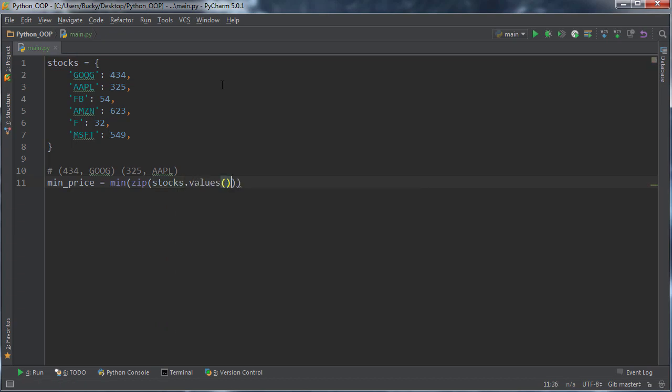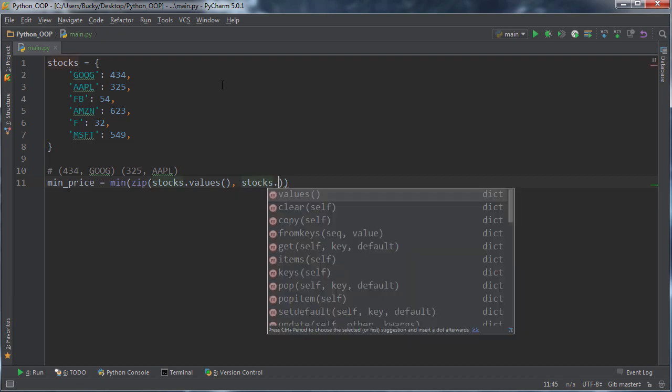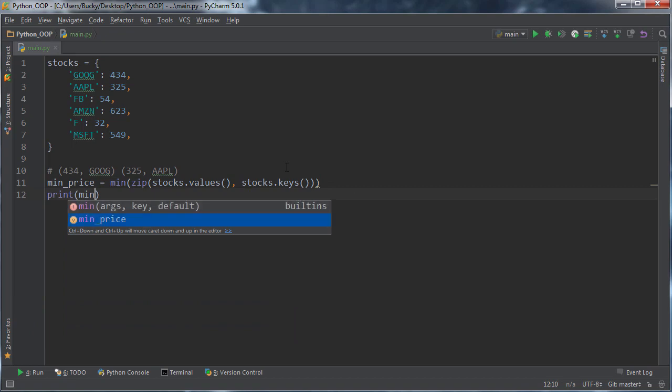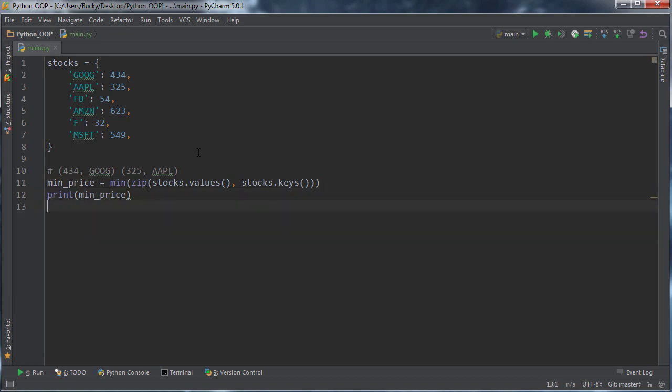Easiest thing ever. Now, the second one is going to give us stocks.keys. So all we're doing right here is, instead of having the keys first and the value second, all we're saying is put the values first and the key second. Easiest thing you've probably ever done in your life. And now let me just print out what we found. So print out min price, and there you go.